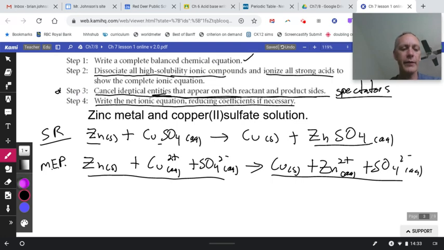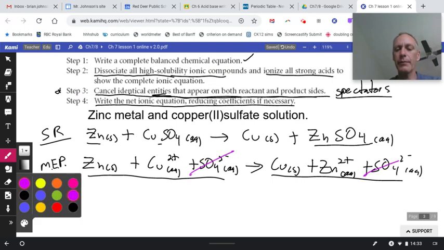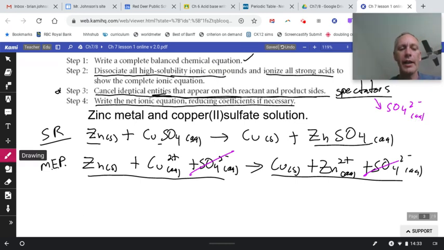Okay, the sulfates. So those cancel out. Those are spectator ions. So SO4 2 minus is gone. Now we go to step number 4 and we rewrite the net ionic equation with whatever's left. So here is the actual solid reaction.